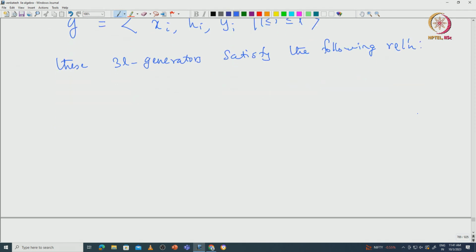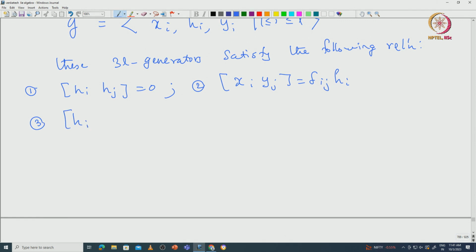What are they? Again, the first three relations are easy. The elements Hi, Hj commute. The second relation: whenever you take Xi, Yj, you get the Kronecker delta ij times Hi. The third relation tells about the action of Hi on Xj. That is going to be given by the Cartan number of alpha j, alpha i times Xj. Similarly, on Yj it will act with minus that.